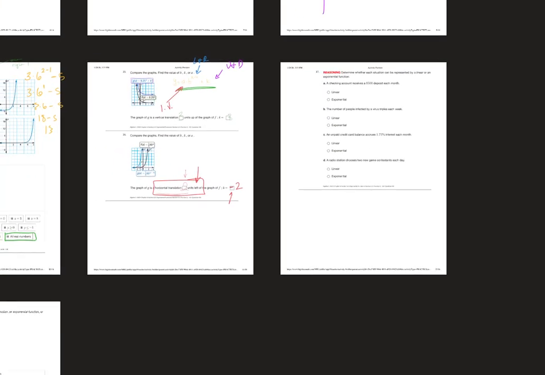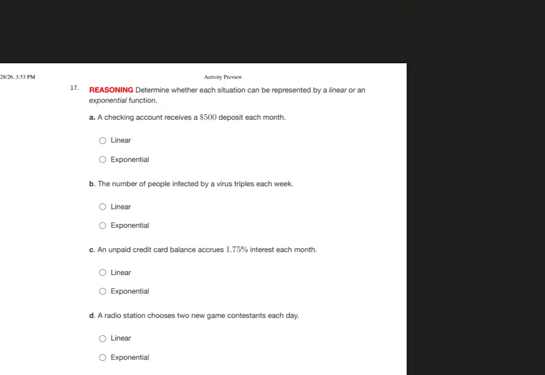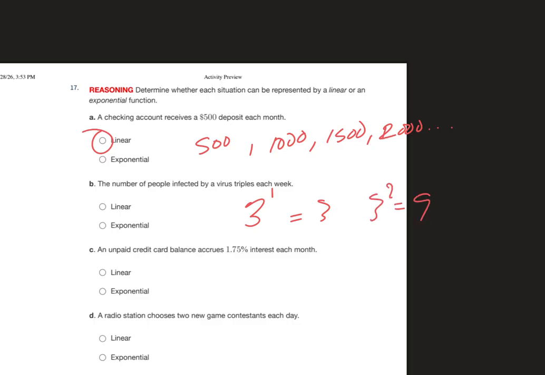Last couple. 17, determine whether each situation can be represented by a linear or an exponential function. A checking account receives $500 each month. Linear, because you're going to have 500, then 1,000, then 1,500, then 2,000. That's it. The number of people infected by a virus triples each week. So in week 1, 3 people have it. In week 2, 9 people have it. In week 3, 27. This is exponential.